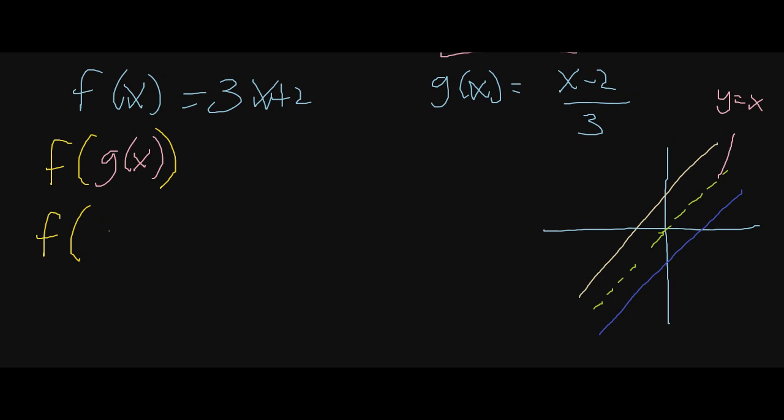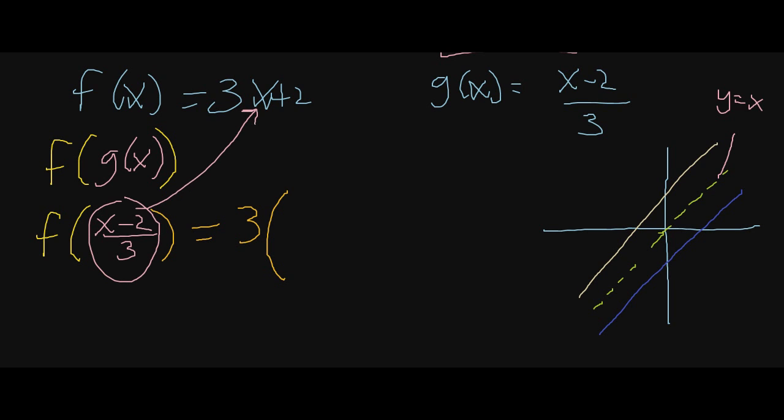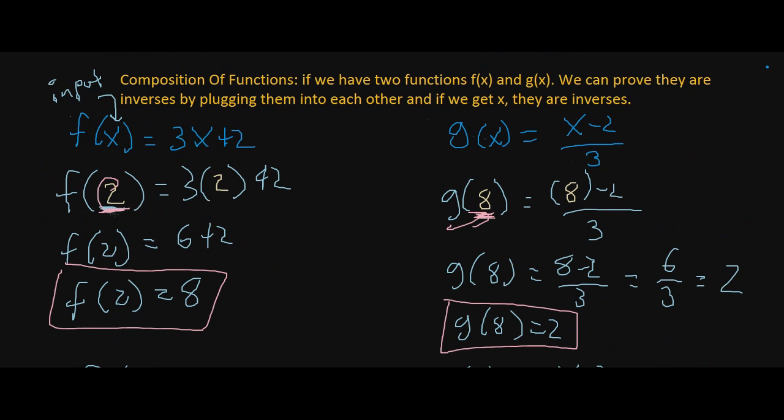I'm going to use a different color so that we can make sense of this. x minus 2 divided by 3. Okay. All right, now we're going to get f equal to 3. I'm going to put parentheses. This entire thing is going to replace x, because that's our input, right? Anything that's inside our parentheses we're replacing with x. We're replacing the entire thing with our input, just like before over here, when it was 2, we replaced the x with a 2.